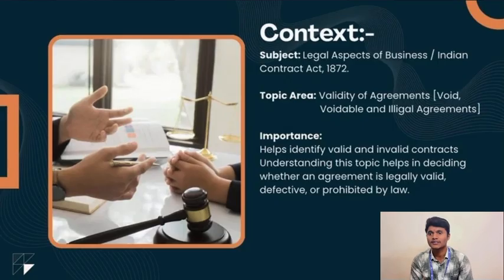So the topic area is voidable and illegal agreements. This topic explains three important types of defective agreements: void agreements which have no legal effect, voidable agreements which can be cancelled by one party, and illegal agreements which are strictly prohibited by law. The importance is that it helps in understanding the enforceability of agreements. It helps students and professionals determine whether an agreement is legally enforceable, can be rejected by an affected party, or is completely unlawful and punishable.